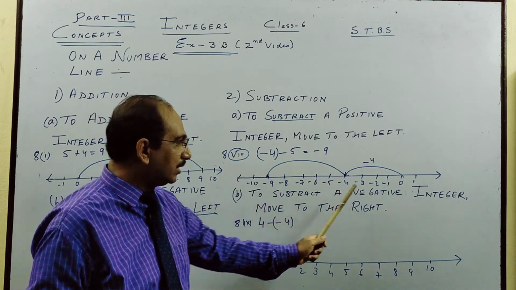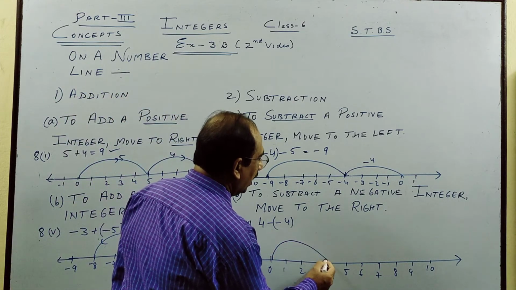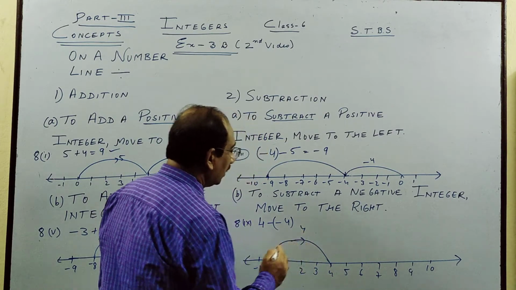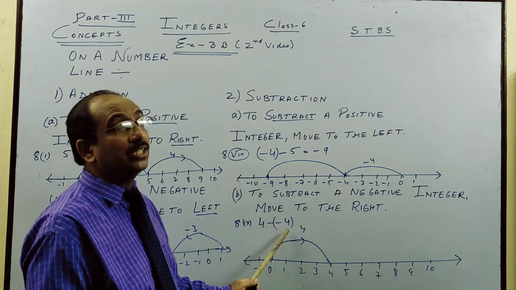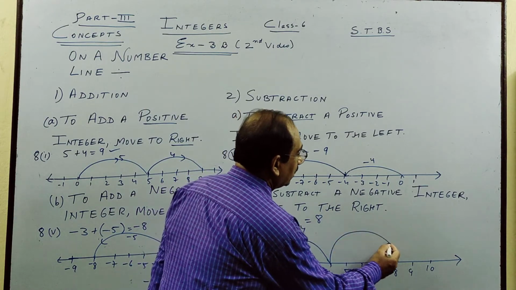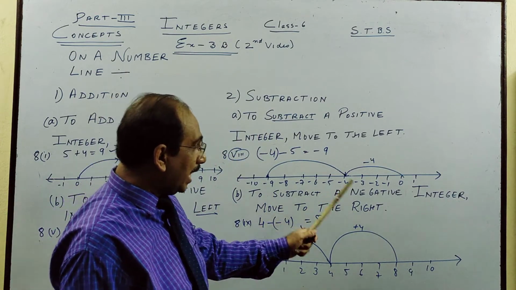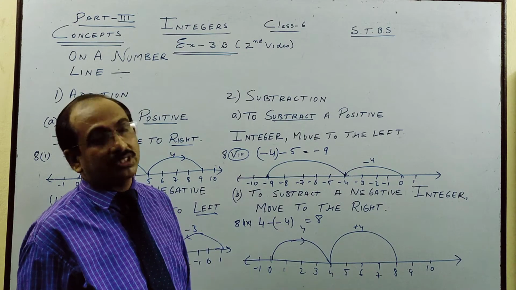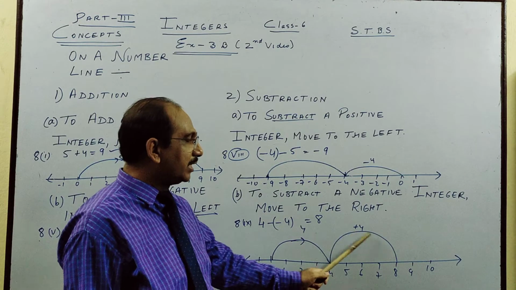Last one, to subtract a negative integer, we move to the right. So we are on 4, and to subtract a negative, move to the right, which means it is added. Actually, I told you about the sign: minus becomes plus. So we reach 8. So subtracting a negative becomes positive. So actually we are adding them. So two negatives make it positive.